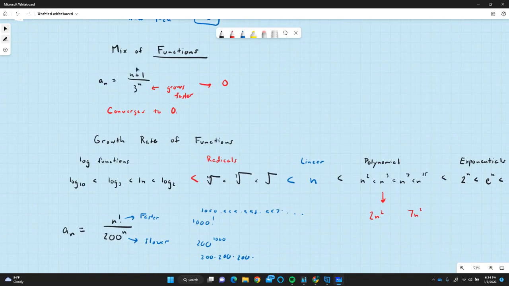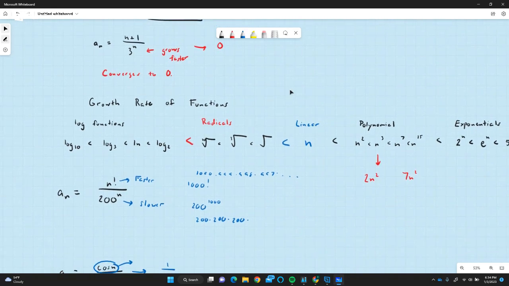So in this case, we have n plus 1 on the top and 3 to the n on the bottom. Well, what's going on here? The top's growing, but the bottom is growing, keyword, faster. So if the bottom function is faster growing than the top function, that means the entire sequence goes to 0, or converges to 0. And a lot of times we'll either get 0 or diverges for this situation when we have a mix of functions.